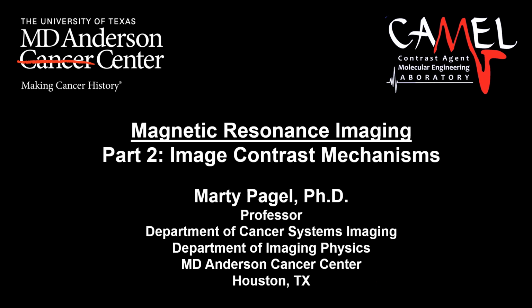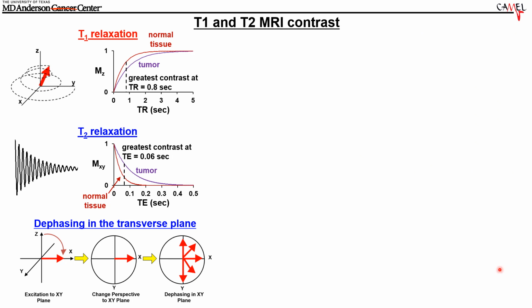So I'd like to discuss how we make contrast most commonly with MRI based upon T1 and T2 relaxation. In the previous video about how MRI works, I described how magnetization is derived from a net of protons or hydrogen atoms that are pointing with the magnetic field, tipped into the XY plane, and then evolve in this spiral pattern to give the signal.